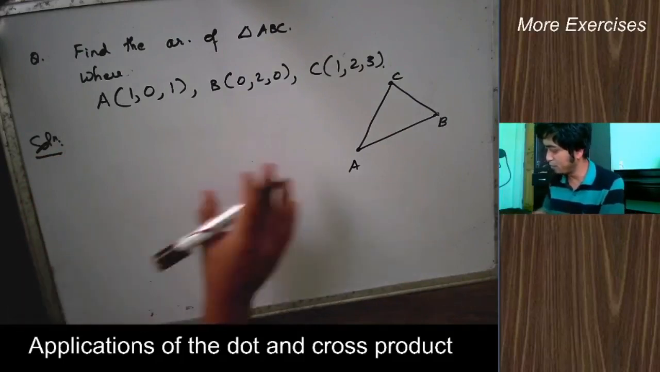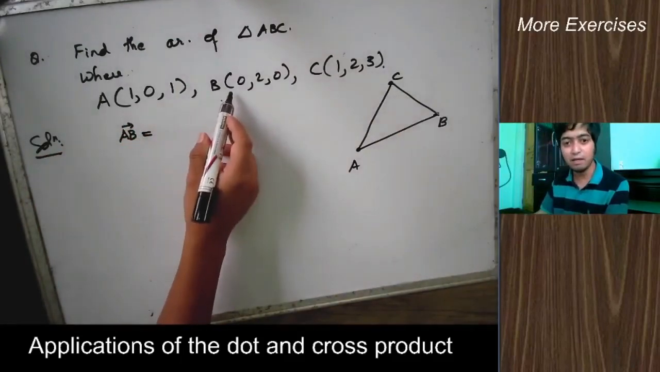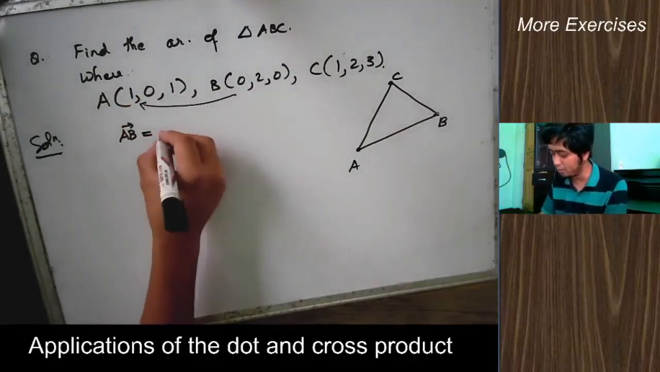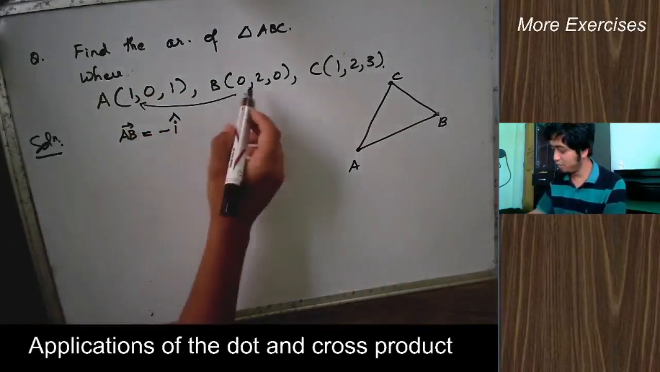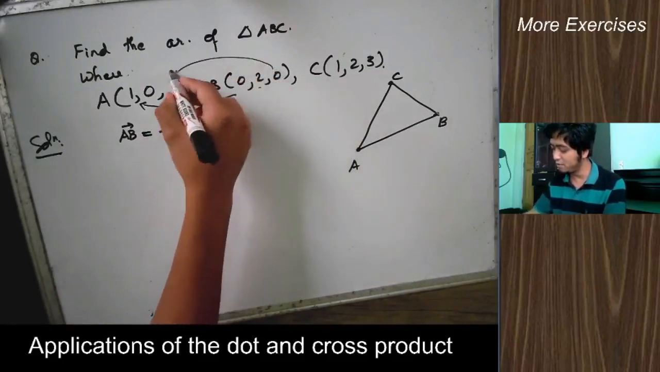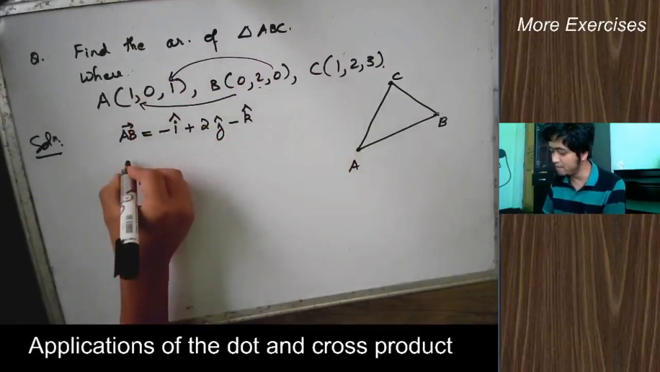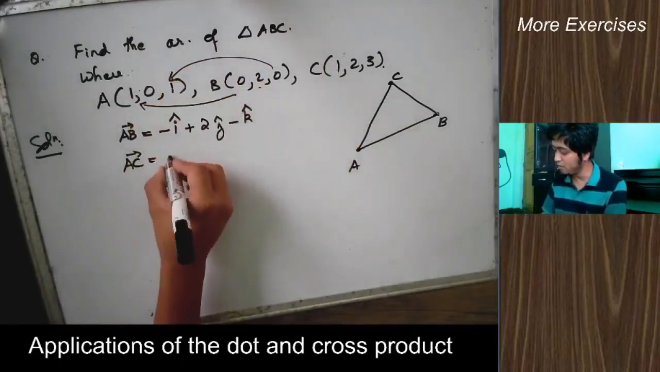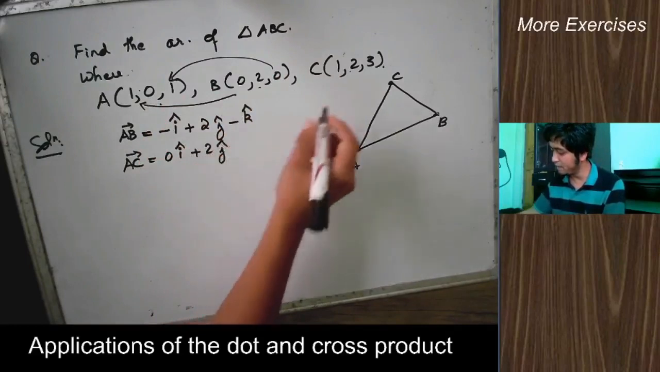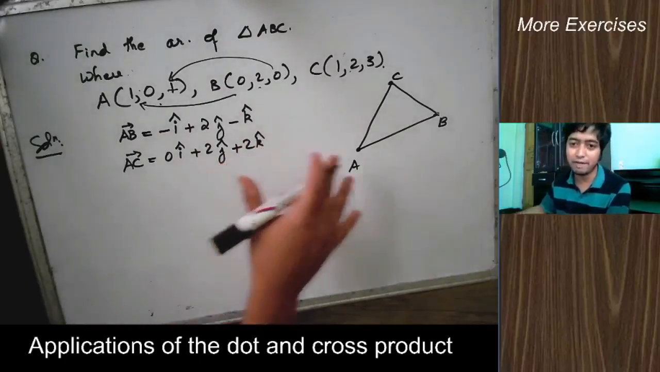We can find the area of the triangle, but we will need these vectors. So the vector AB, how much is it? The vector AB will be the position vector of this one minus the position vector of this one. 0 minus 1 will give you minus i. 2 minus 0 will give you plus 2j. And similarly, 0 minus 1 will give you minus k. So this is how we find the vector AB. How are we going to find the vector AC? In a similar way, 1 minus 1 will give you 0i. 2 minus 0 will give you 2j. 3 minus 1 will give you plus 2k. So this is all that we need to find the area of the triangle.